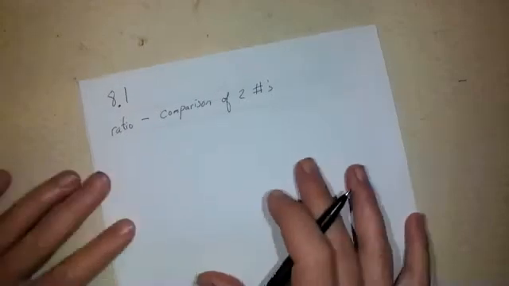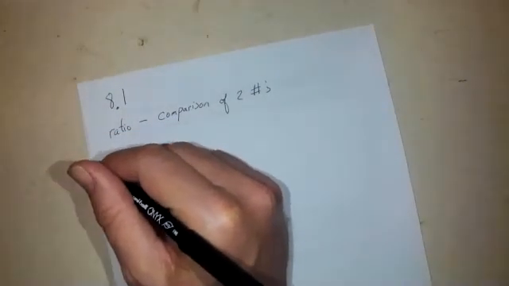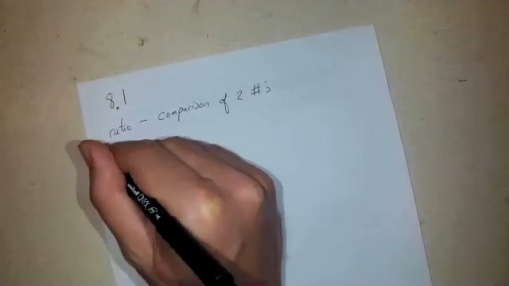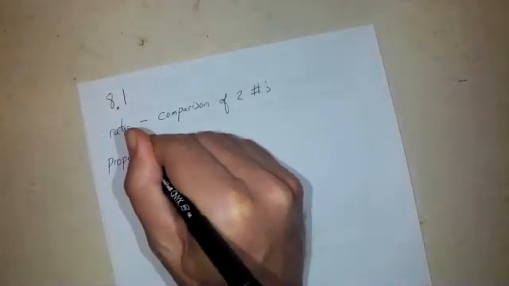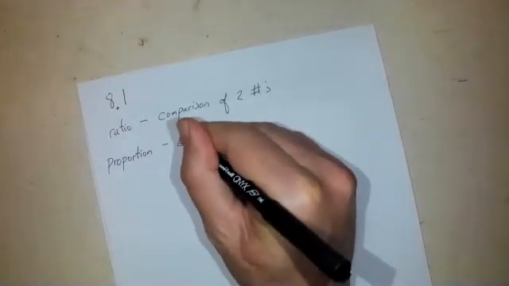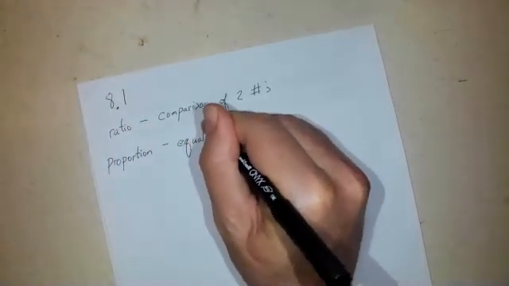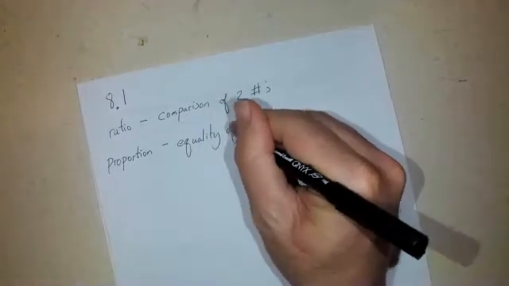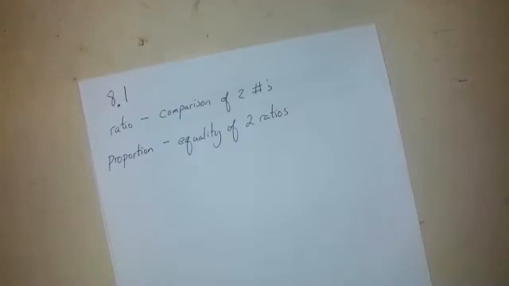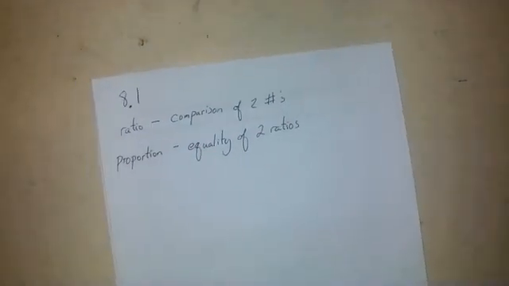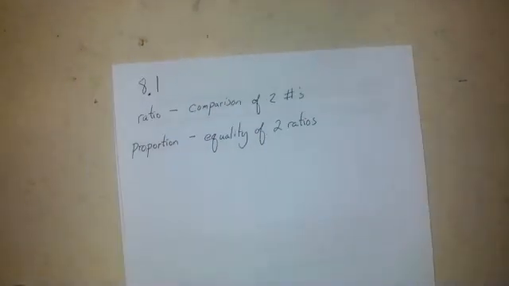On the other hand, a proportion, which I always misspell, so I'm just going to look at it. Yep, that's right. A proportion is the equality of two ratios. So if I have two ratios which are equal, then they would form a proportion.